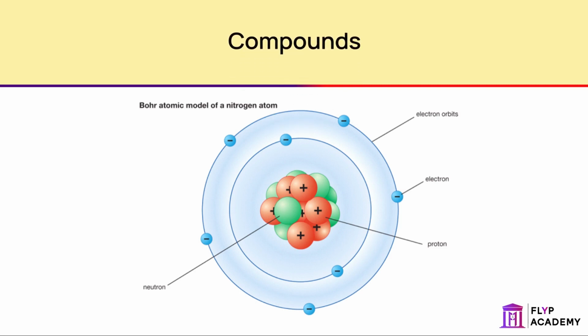Compounds contain at least two elements chemically combined, bonded, in fixed proportions. Compounds are formed from elements via chemical reactions. Chemical reactions involve the formation of new substances when energy is exchanged between the chemical system and the surroundings. Compounds can be represented by formulae using the symbols of the atoms from which they were formed.